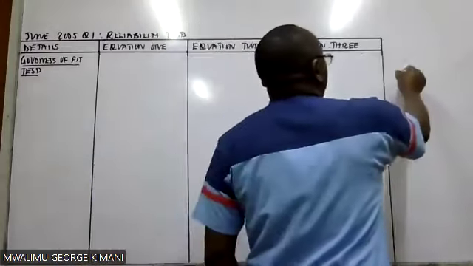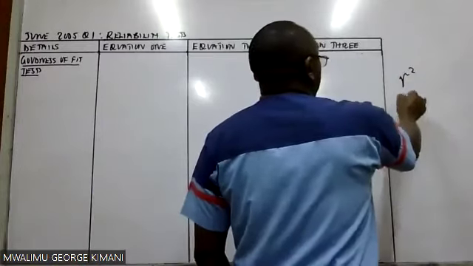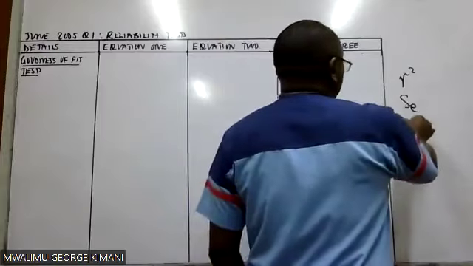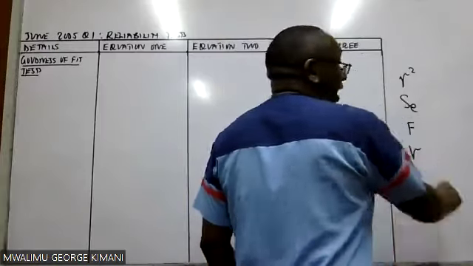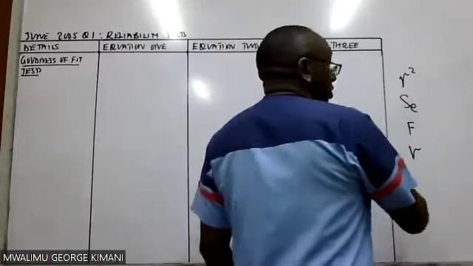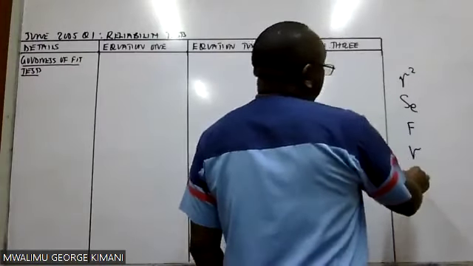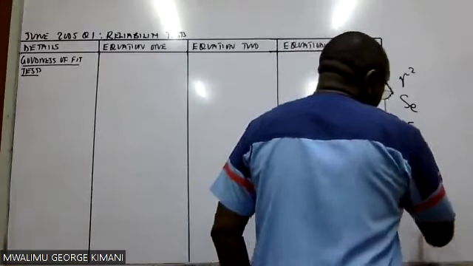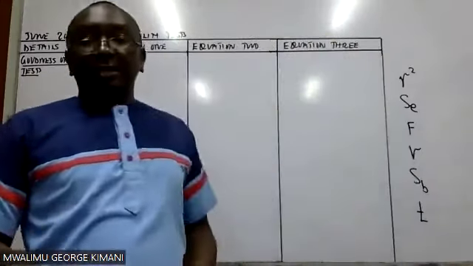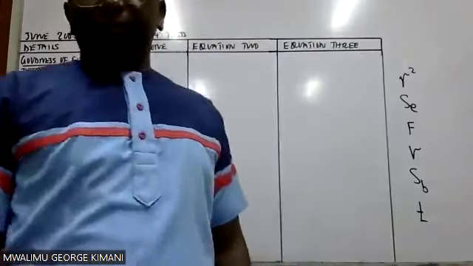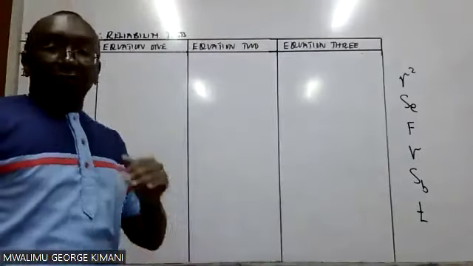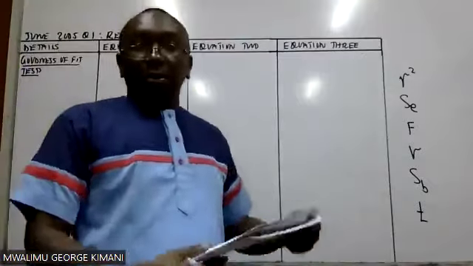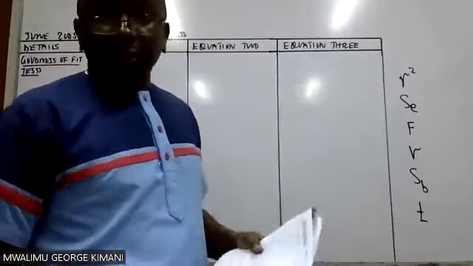We have what we call R square. We have what we call SE. We have what we call F. We have what we call R. We have what we call SP, and we have what we call T. So those are the 6 goodness of fit tests. So when you have all of them that way, you now check which ones have appeared in your question, in your report. Those are the ones you comment about.